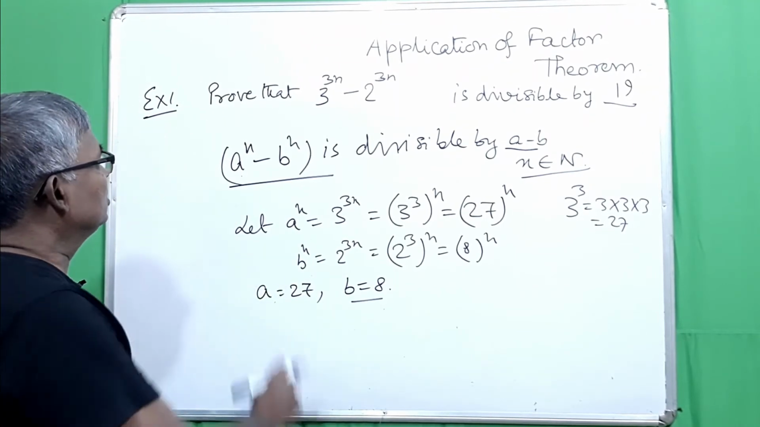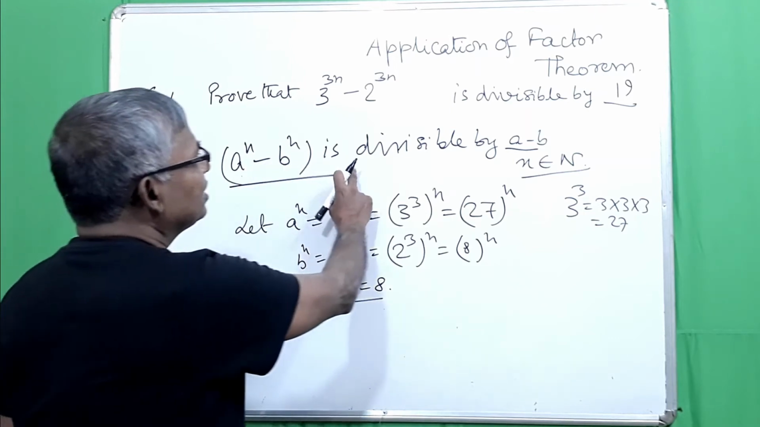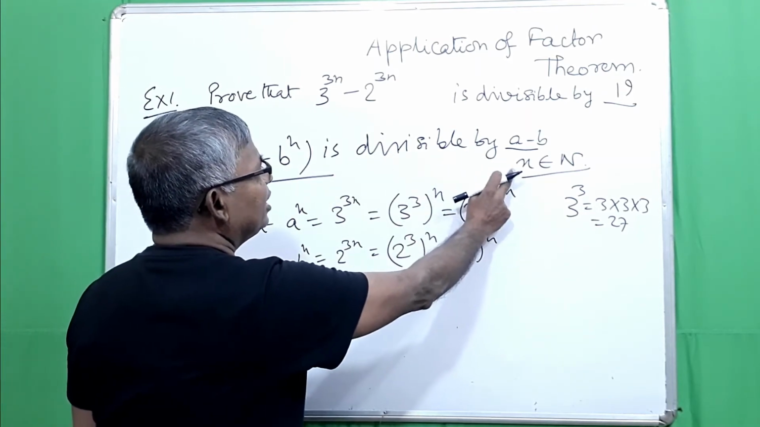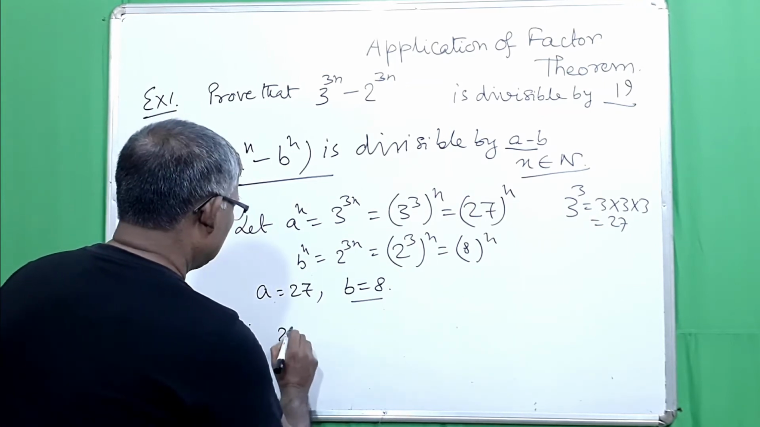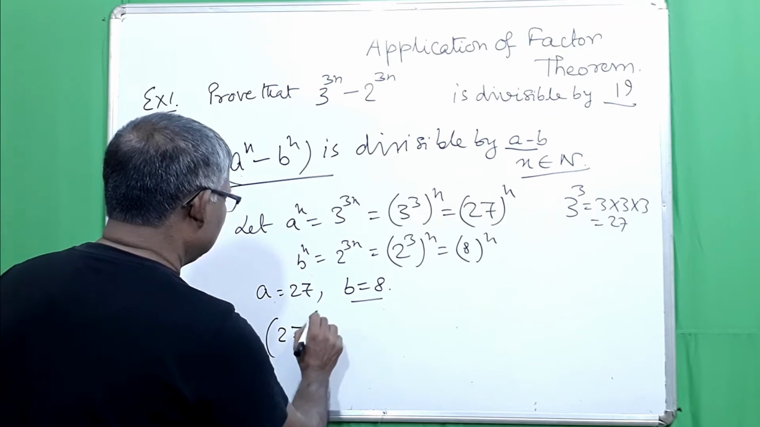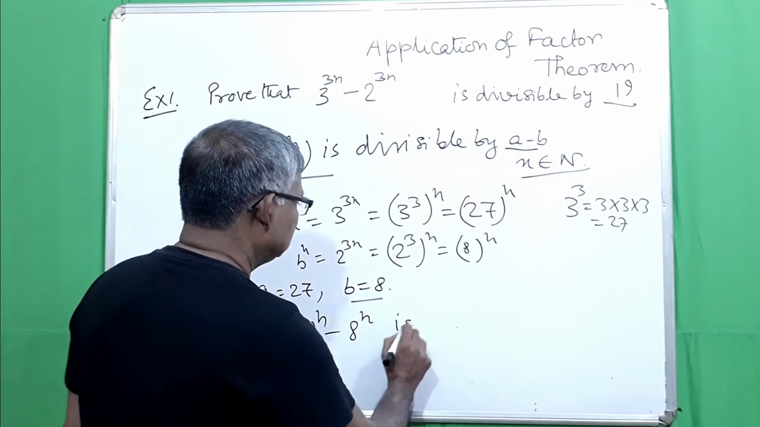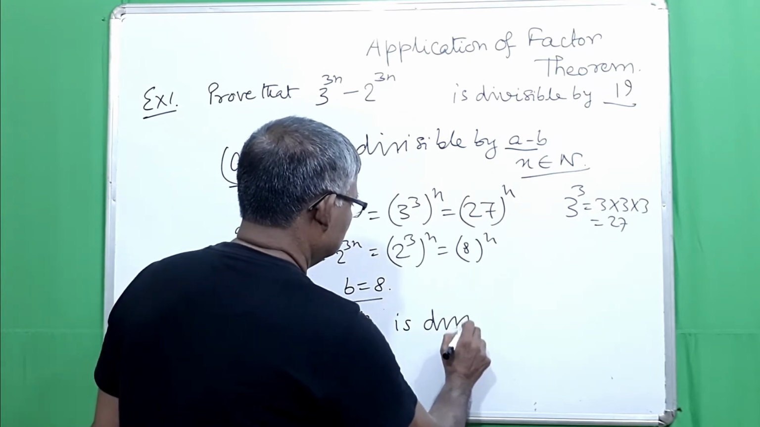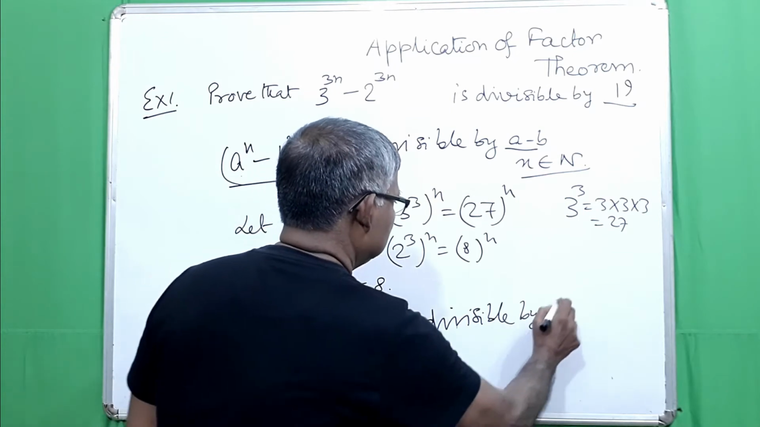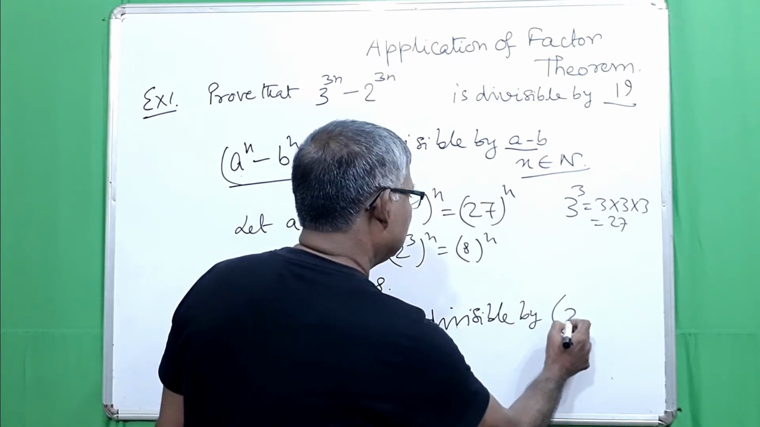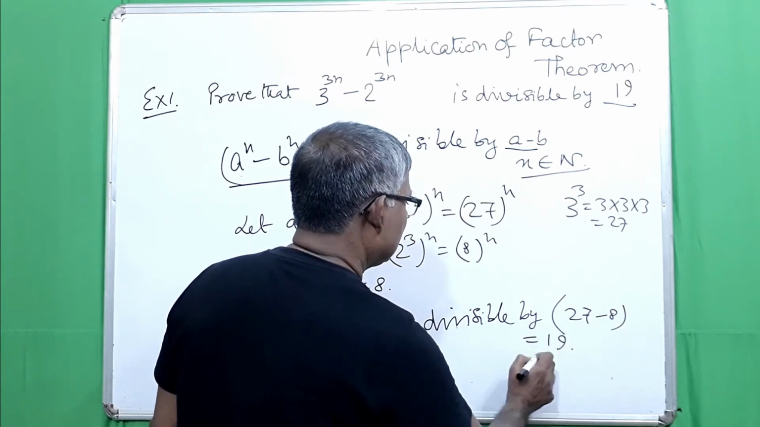Again, we see a to the power n minus b to the power n is divisible by a minus b for every n belongs to N. Therefore, we can write 27 whole to the power n minus 8 to the power n is divisible by a minus b, that is 27 minus 8 equal to 19.